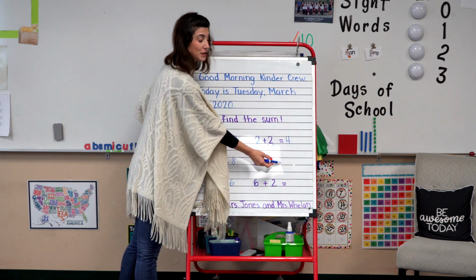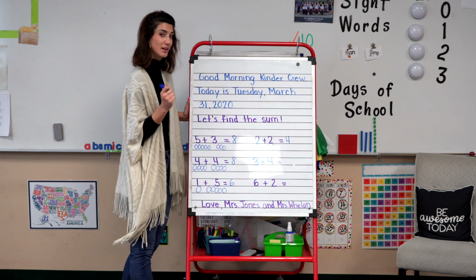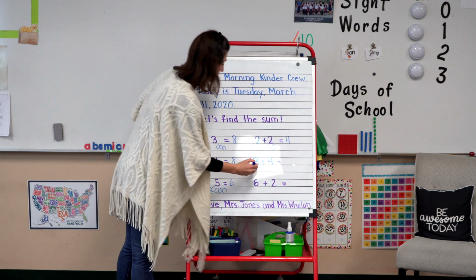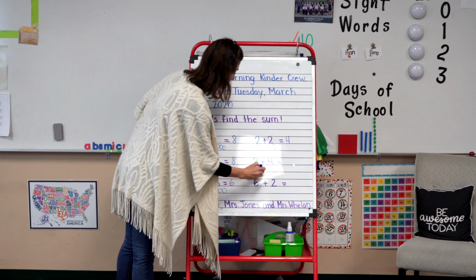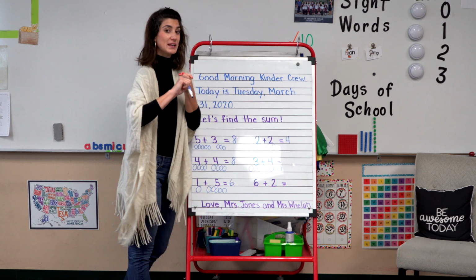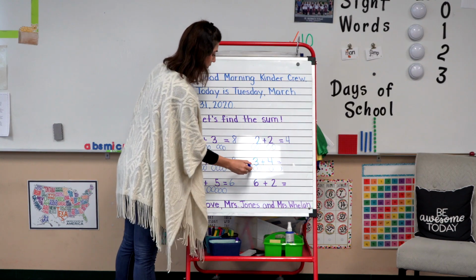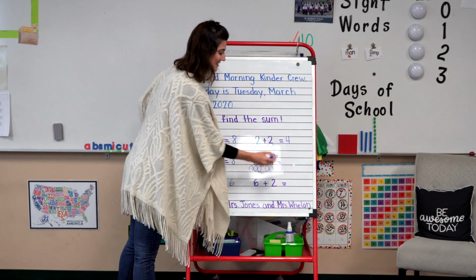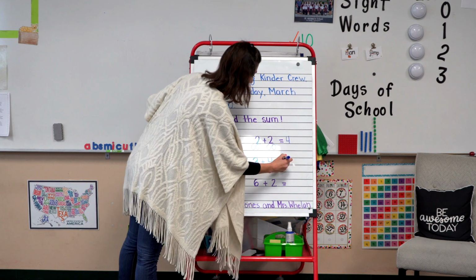All right, our next problem. 3 plus 4 equals, I'm going to draw it. We have our group of 3 and our group of 4. And remember, we're joining the groups together to get 1, 2, 3, 4, 5, 6, 7 is our sum.